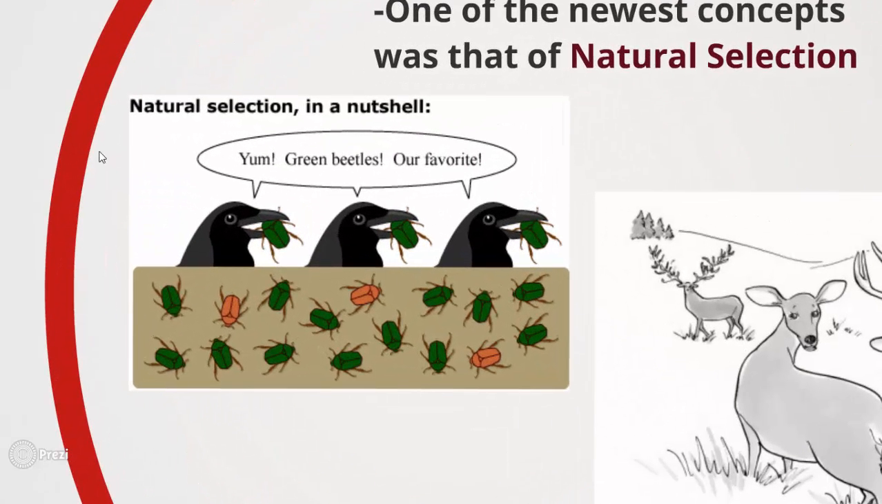You know, the three crows, yum, green beetles, our favorite. What do you think is going to happen to the population of green beetles if all of these crows only eat green beetles? What will happen to the population of green beetles, and what will happen to the population of brown beetles? And in 500 years, will the green beetles still exist? Or the brown beetles still exist? And will there be more brown beetles or more green beetles?